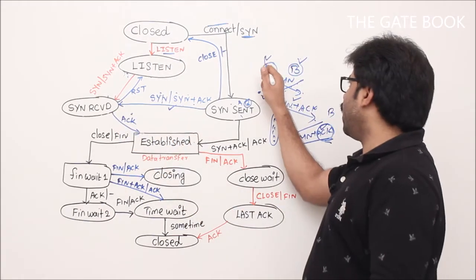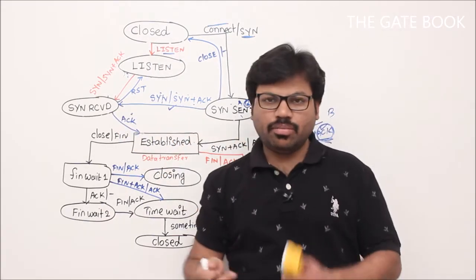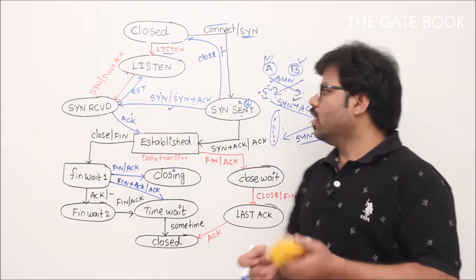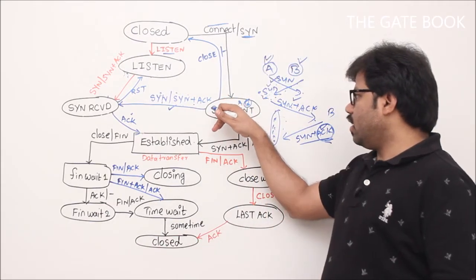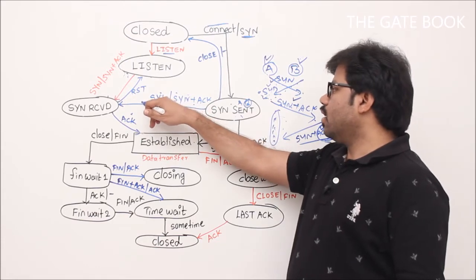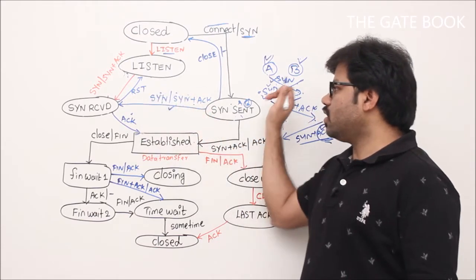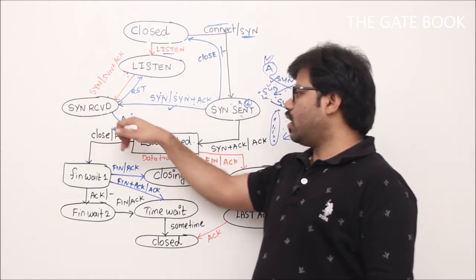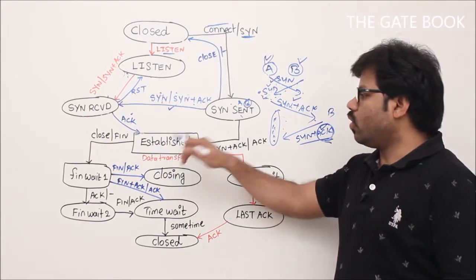This is not only true for A, it is true for B also, isn't it? Because A and B have the same property. So whoever is here, they get a SYN packet. Then that will be a simultaneous request. Then they will go to SYN received. After that, if they get ACK, they will go to the established state.